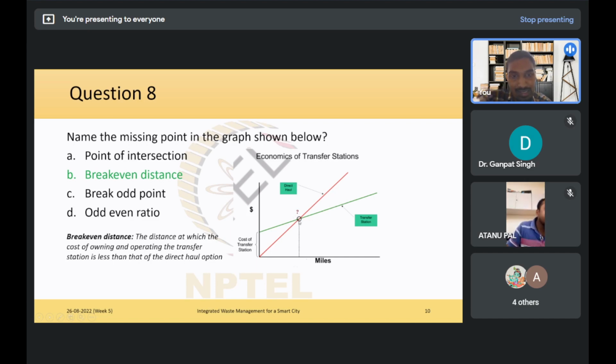If your distance is anything less than that particular value x, then your transfer station cost is much higher than your direct haul, right? The direct haul is represented by this red line and the transfer station by this green line. So the direct haul option costs less below this break even distance, and for any distance larger than the break even distance, going for a transfer station will be more economical, right? It is going to cost you less than the direct haul option. So the point at which these two are equal is called the break even distance.